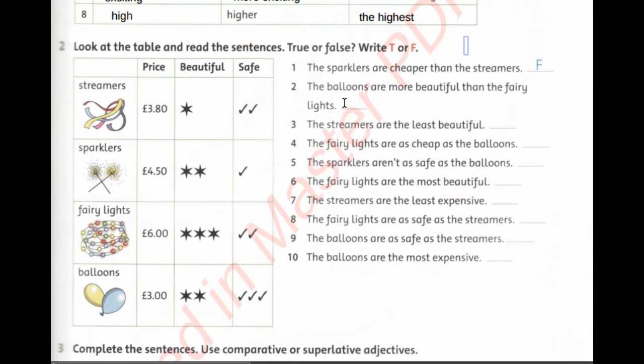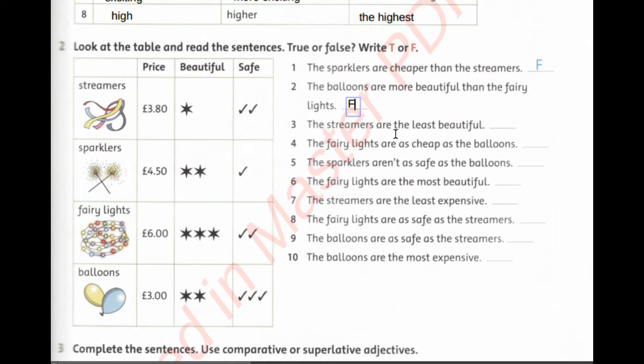On number 2, the balloons are more beautiful than the fairy lights. So we have here the beautiful. The balloons have 2 stars and the fairy lights have 3 stars. So this is also not correct. So here also comes an F. So it's not as beautiful.